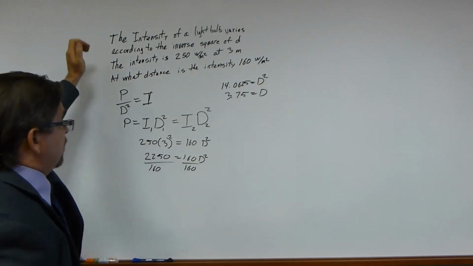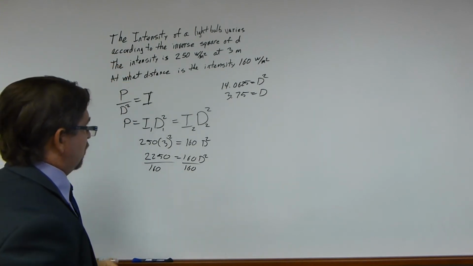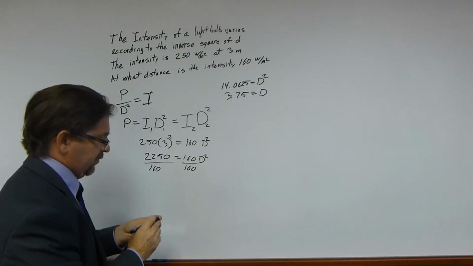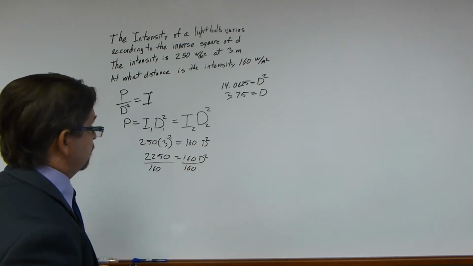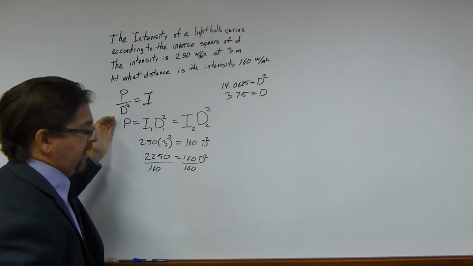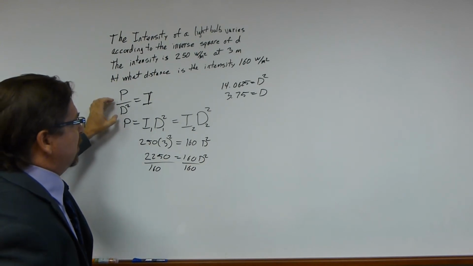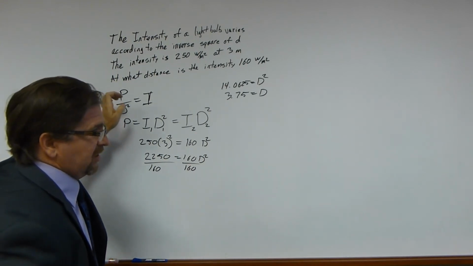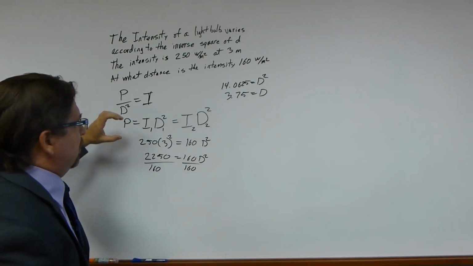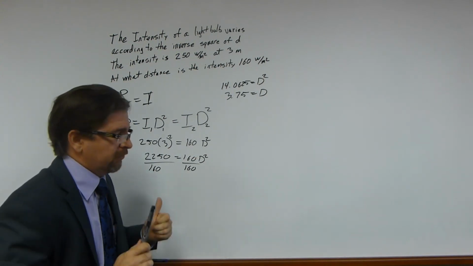Remember to pay attention to how it's telling you how it changes. So the intensity changes according to inverse D squared, D being distance. So keep in mind that here, whatever P is, it doesn't actually change. It's just a proportionality constant. We could have called it K, we could have called it anything. So you just watch out how things are varying. Pay attention to that.